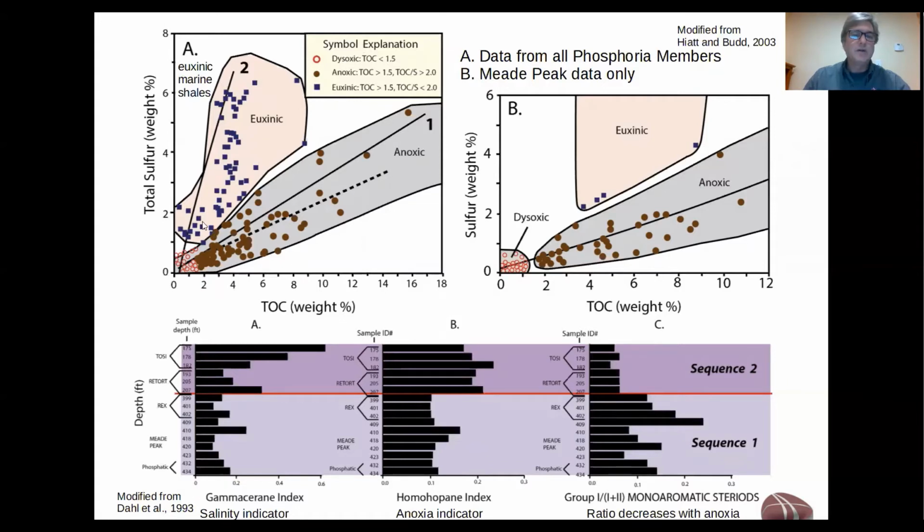And so these are all of their data looking at TOC versus total sulfur in weight percent. And you can see that they have really two clusters of data, those that are interpreted to represent anoxic depositional conditions, shown here by the brown dots, and those that are interpreted to represent euxinic conditions, those shown by the blue squares here. In case you're not aware of what euxinia is, it's kind of an unusual word.